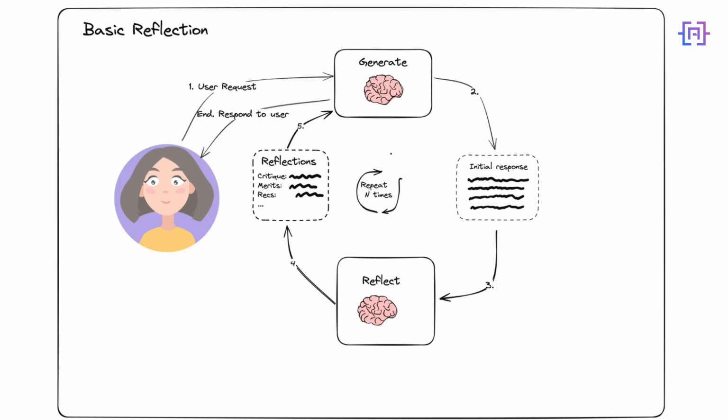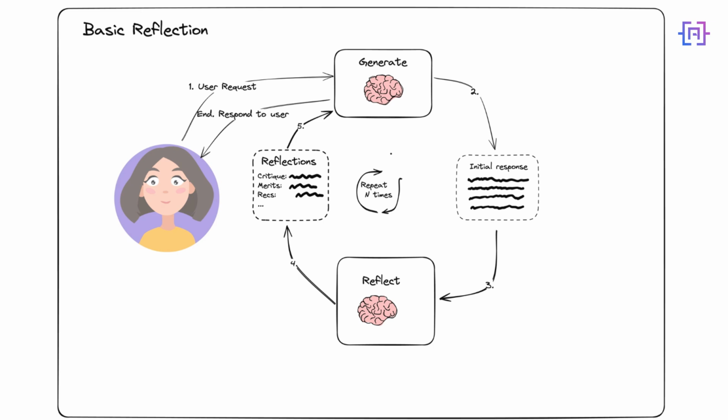As you can see in this diagram, reflection follows a cyclic process. First, it starts with a user request, which goes to the generate step. The generate step produces an initial response. This response is then passed to the reflect step, where the AI analyzes its own output. The reflect step produces reflections, which include critiques, merits, and recommendations. Finally, these reflections feed back into the generate step to improve the response.